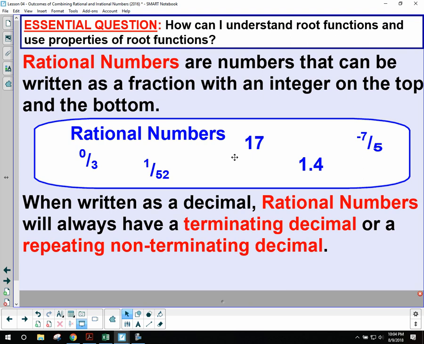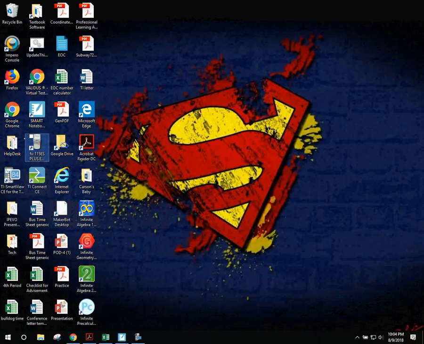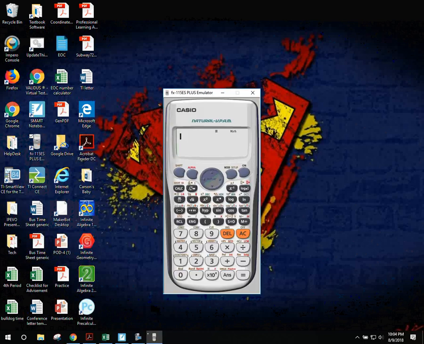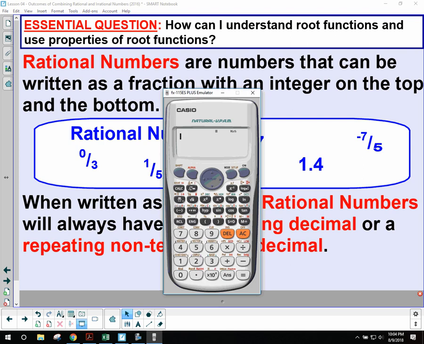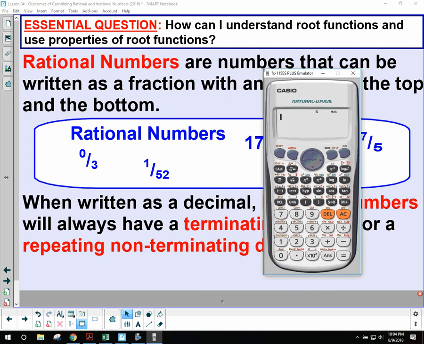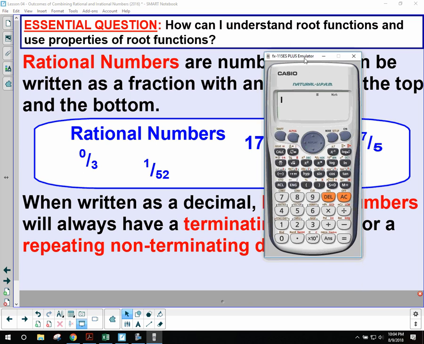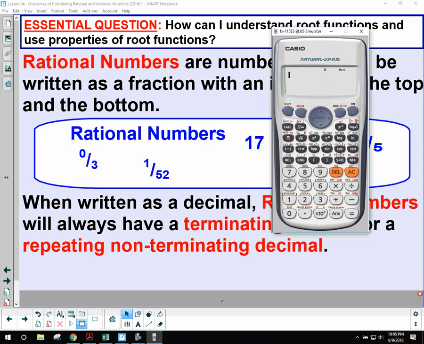Let me show you what that looks like. Let's go to our handy-dandy calculator and pull this back up. Let's see if I can make my calculator a little bigger. I think my calculator's not going to get much bigger than this. So, a repeating non-terminating decimal would look like this. Let's take 1 over 3, which is a rational number, hit enter. I'm going to hit my SD button, and see that bar? That bar means it goes on and on forever.